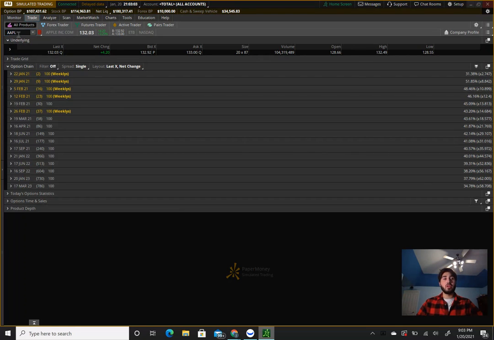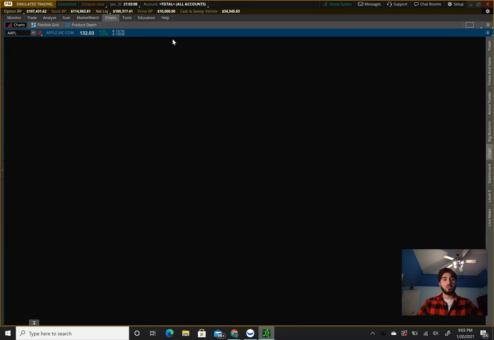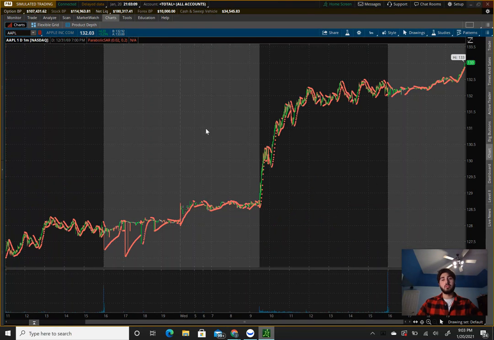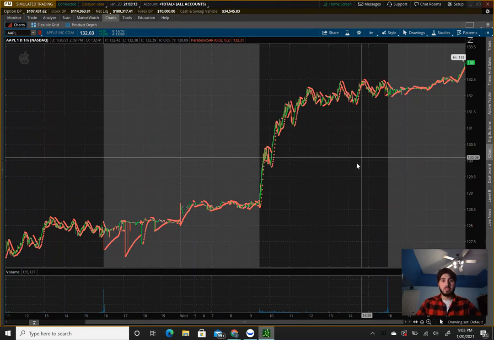So you click trade, you click the stock ticker that you want to put, and then if you want to take a look at its chart, you can see it's loading. If you want to take a look at its chart, you can see its chart right here.